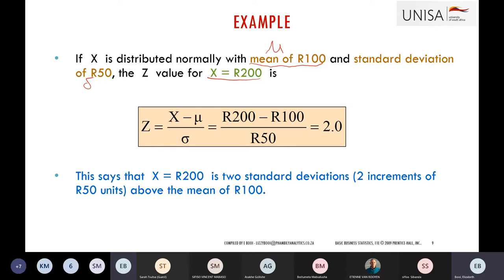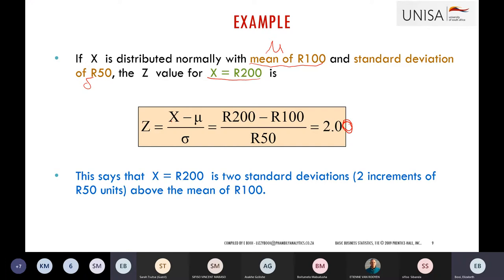Now, when we work with normal distribution, we always need to remember to leave our answer at 2 decimals, always. And I will tell you why we need to leave our Z score at 2 decimals. It's because when we go and find the probability on the table, we need to use the 2 decimals. So always leave your Z score at 2 decimals when you get to the answer.